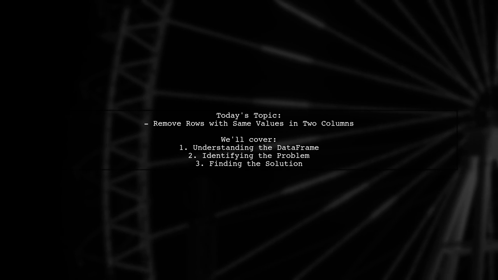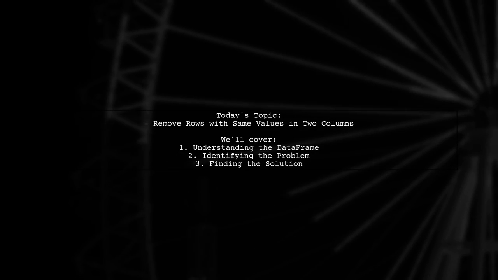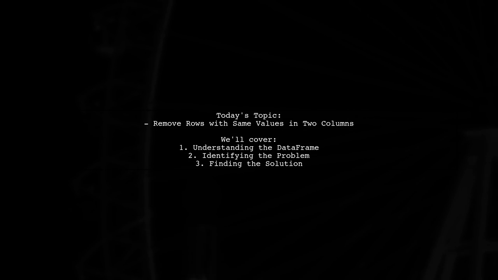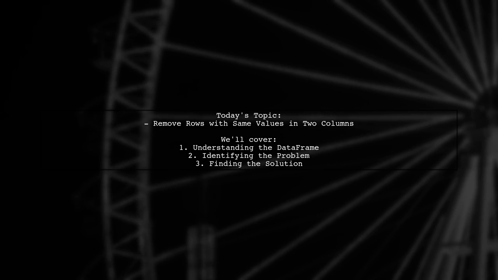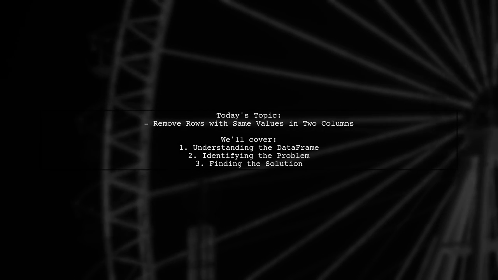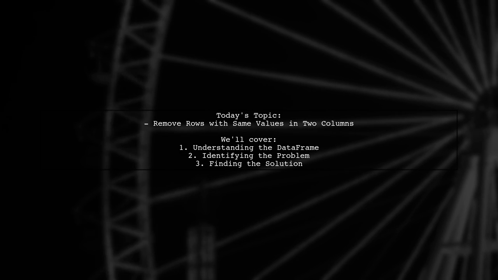Welcome to our data science tutorial. Today, we're tackling a common question that many Pandas users encounter. Our viewer wants to know how to remove rows from a data frame where two specific columns have the same values. Let's dive into the details.